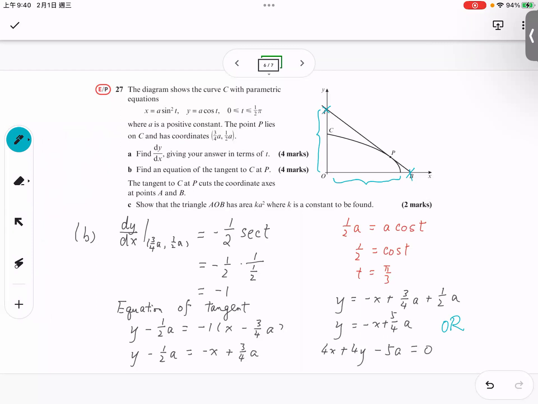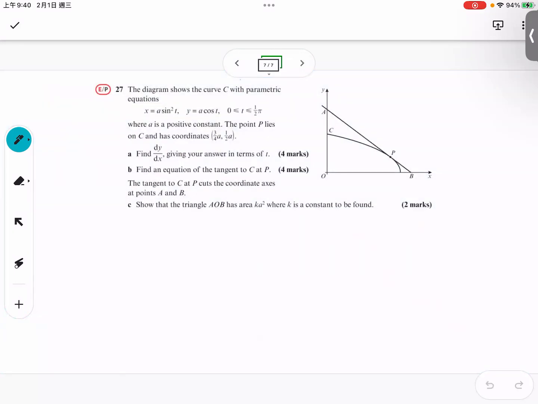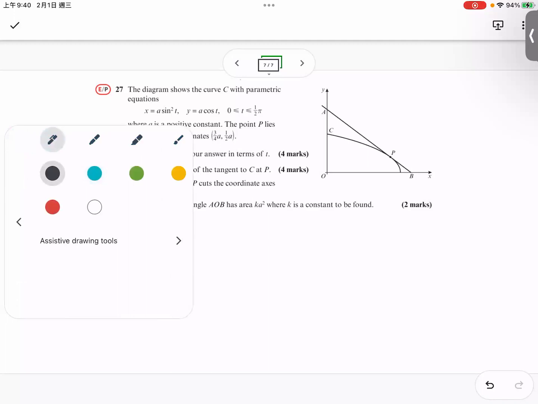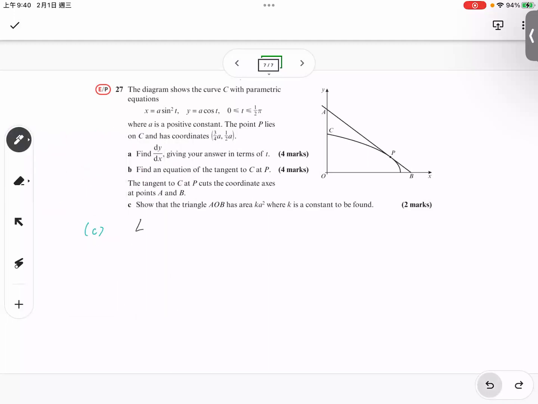Okay, now we will go back to find out the answer for it. Because for part C, we have the equation. I will use y is equal to negative x plus 5 over 4a. So first of all, I will find the coordinates of A first. So I will put x is equal to 0. So you will see y is equal to 5 over 4a. So I can say the coordinates of A are (0, 5 over 4a).